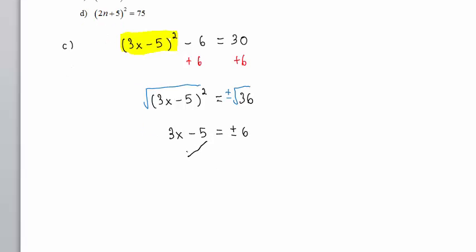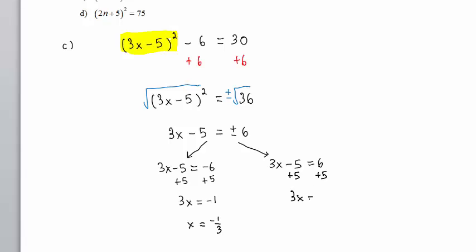We have two equations to solve. 3x minus 5 equals negative 6. 3x minus 5 equals positive 6. Here we add 5. 3x equals negative 1. Divide both sides by 3. X equals negative 1/3. For the other equation, we again add 5 to both sides. 3x equals 11. Divide both sides by 3. X equals 11/3. These are our two solutions.